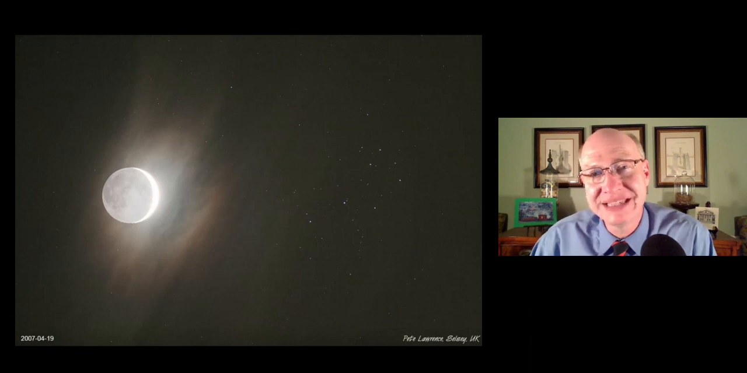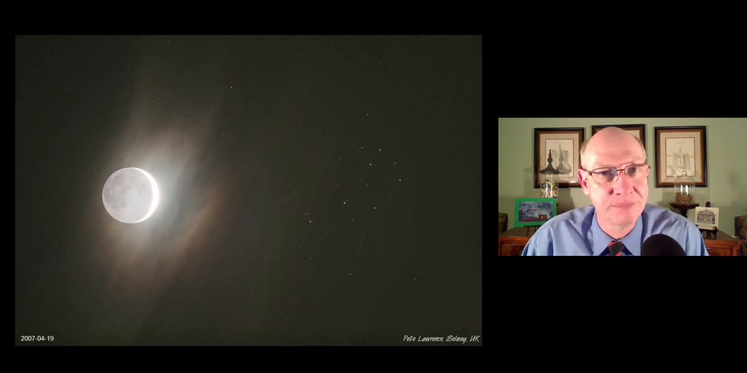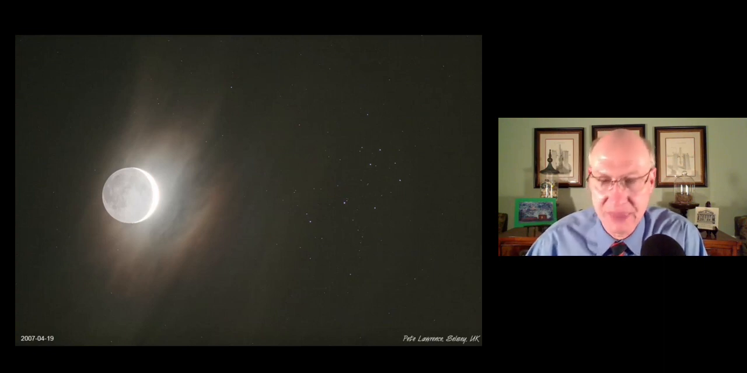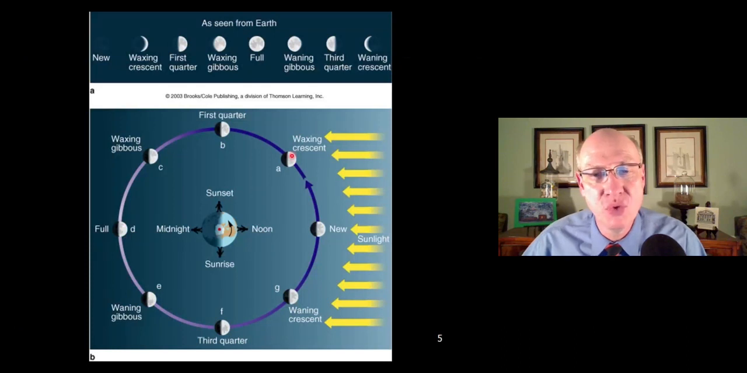Why do we only see this when the moon is a crescent? We don't usually see this when the moon is gibbous. And the answer to that goes back to our last lecture. Think about what happens when the moon is a waxing crescent. An observer on Earth looking at the moon sees the moon mostly unlit with just a little bit lit up, right? The moon is just a thin waxing crescent.